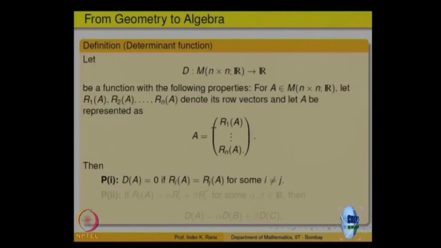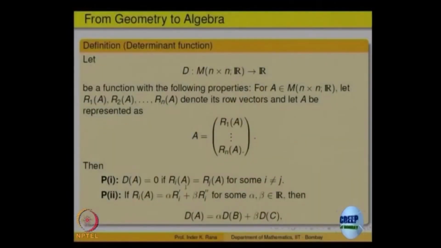This way of interpreting motivates a definition. You can think of u and v as the row vectors of a 2 by 2 matrix. So, we generalize this to an n by n matrix. Given a square n by n matrix A with real entries, let us say its rows are R1 to Rn. Then the determinant is a function which is defined for every matrix. It is something like the area of the parallelogram; keep that in mind.